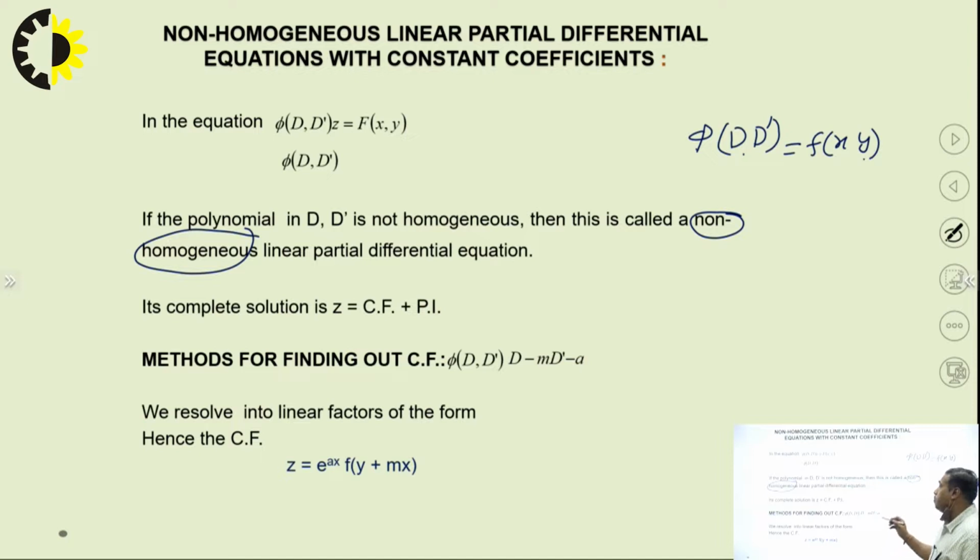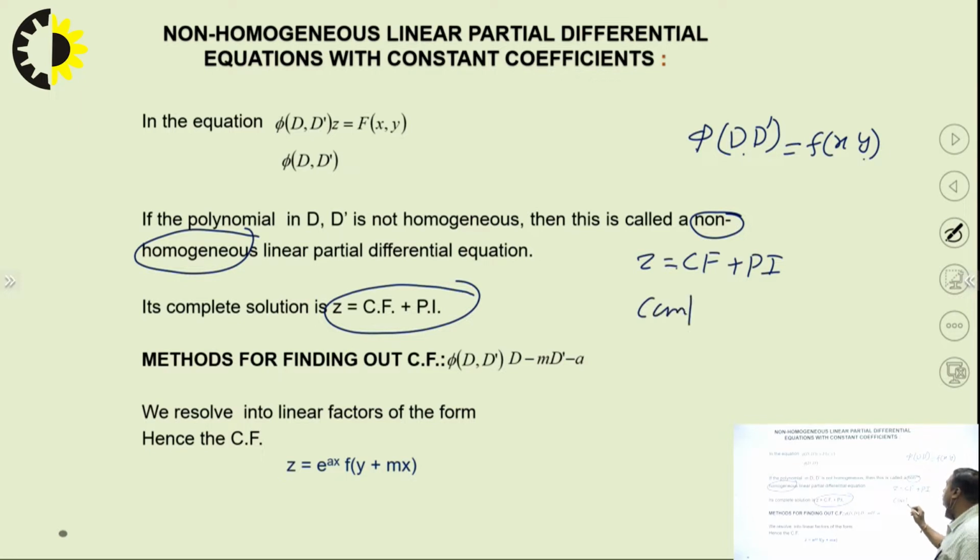That means the complete solution of the equation is z is equal to CF plus PI. That means there are two variables, and we have to find the solution. z is equal to CF plus PI. CF means complementary function, and PI is equal to particular integral.